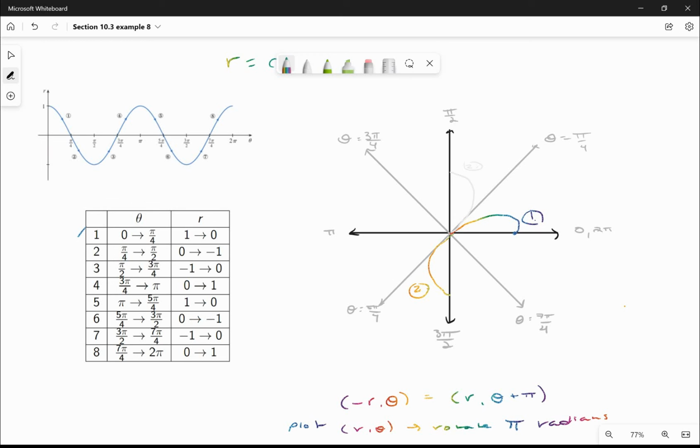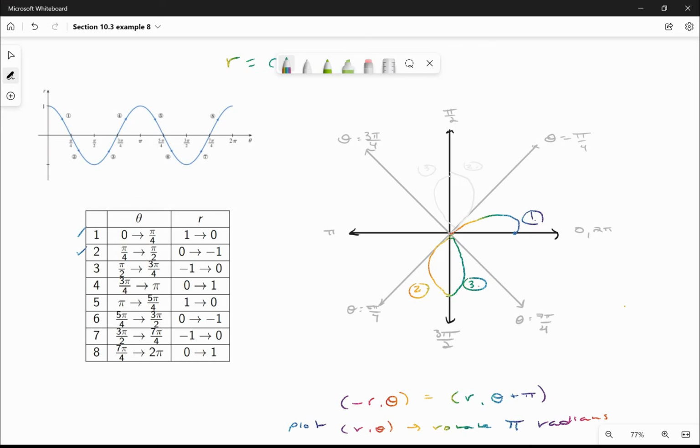Okay, so now we are done with 2, and now we're going to do 3, but again, we have all negative values of r for this section. As theta goes from pi over 2 to 3 pi over 4, we would be in this little wedge here. If r were positive, it would look just like this, going from 1 to 0. But we know that r is not positive, so we can convert that by rotating it pi radians. So it would look just like that.